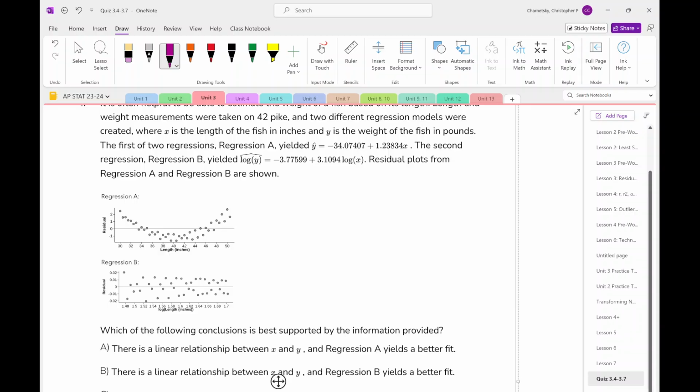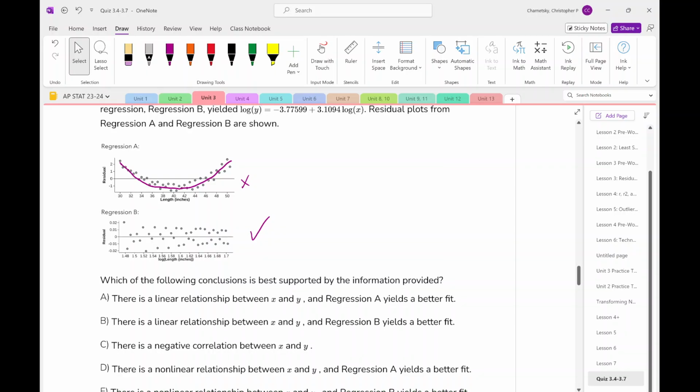And then regression B yielded log y equals log x. And we plotted the residual plots from both of those. Regression A is showing a clear curved pattern on our residuals, so that one is not any good. Whereas regression B has plenty of scattered randomness in its residuals. So this one is going to be the better residual plot.